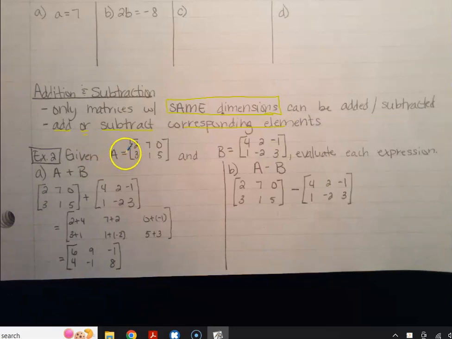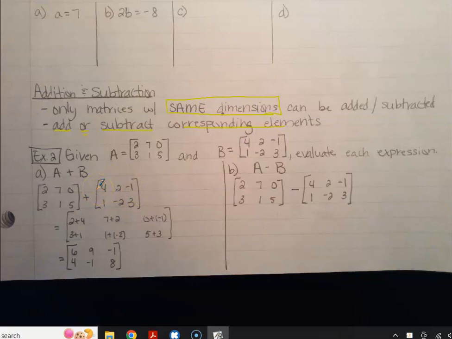If we're given A equals this matrix, and matrix B is this one, we want to evaluate each expression. So in A, we're doing A plus B. I just copied A down, and plus, and I copied down B.